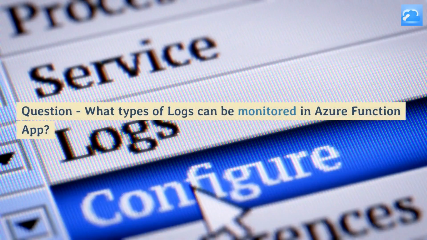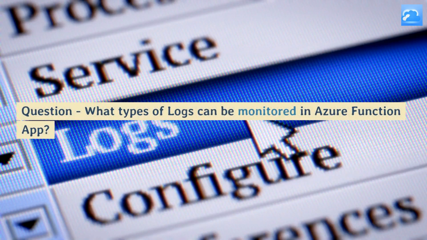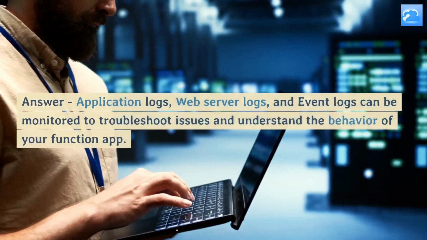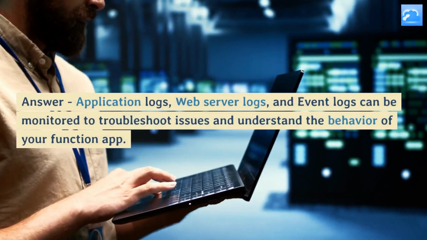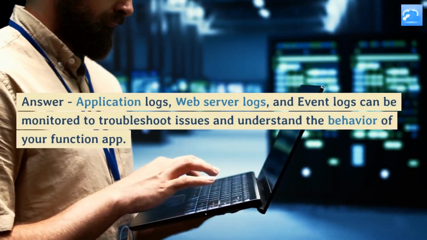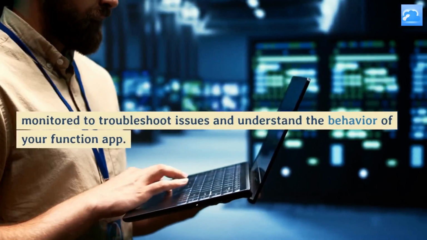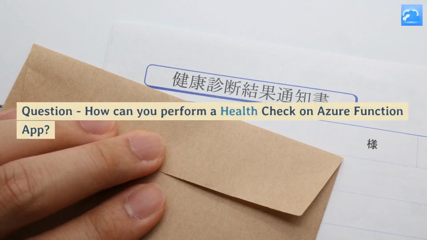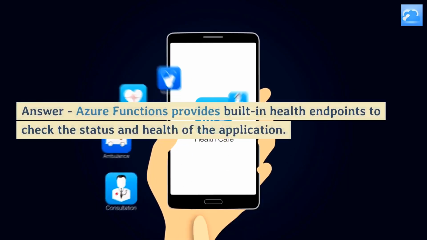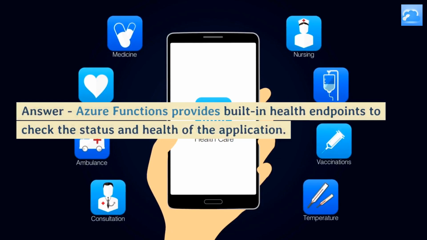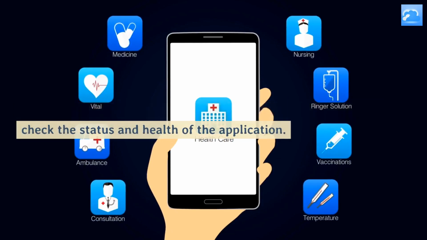Question: What types of logs can be monitored in Azure Function app? Answer: Application logs, web server logs, and event logs can be monitored to troubleshoot issues and understand the behavior of your function app. Question: How can you perform a health check on Azure Function app? Answer: Azure Functions provides built-in health endpoints to check the status and health of the application.